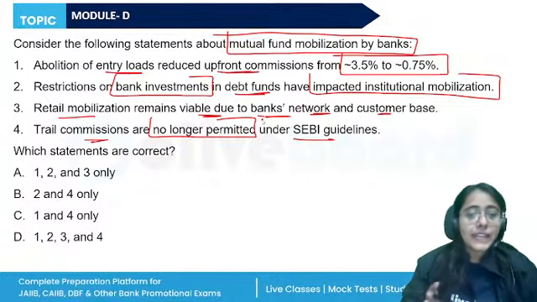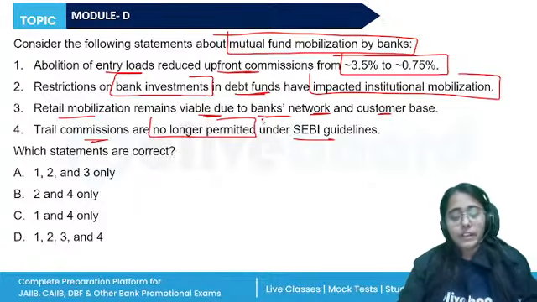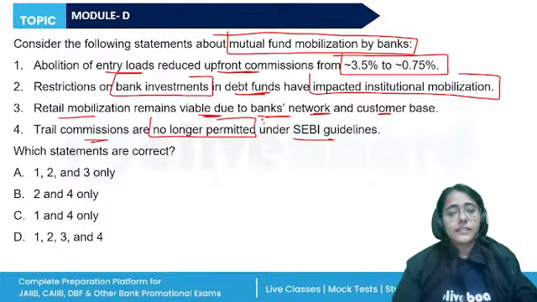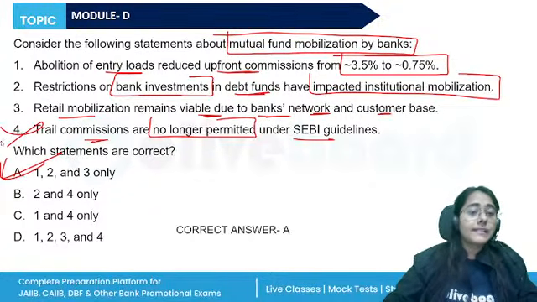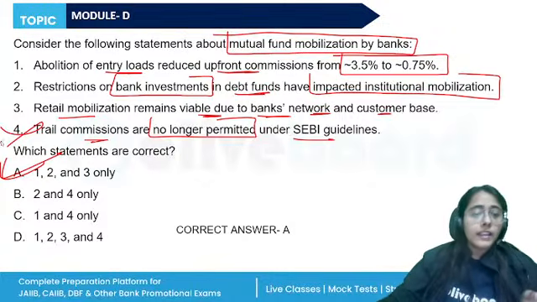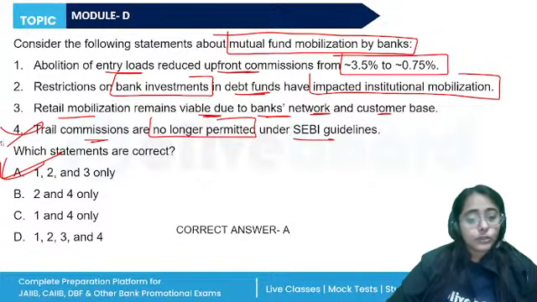The debt side restrictions have been introduced on banks when they are investing in the debt fund, right? Upfront commission 75 to 100 basis points. I know we have not revised it. That is why I'm not getting the correct answers, right? The correct answer is A. Trail commissions have not been abolished by SEBI. They have been reduced, but they're not abolished.